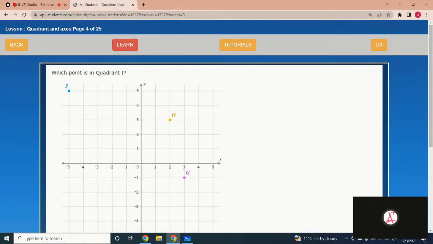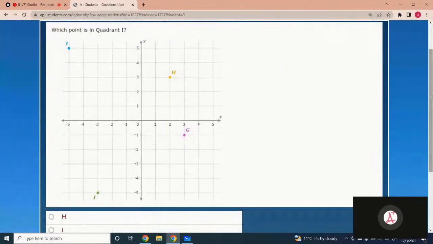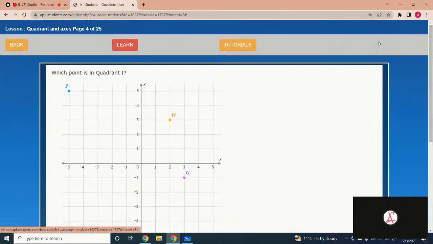Okay. Which point is in quadrant 1? You have been given four points: H, J, I, G. Which one is in the first quadrant? Which point is in first quadrant? The point H is in first quadrant. Got it? So just select the correct option and then click on the OK button.